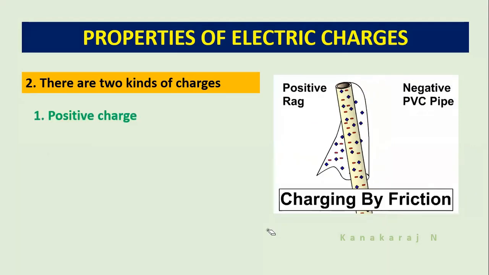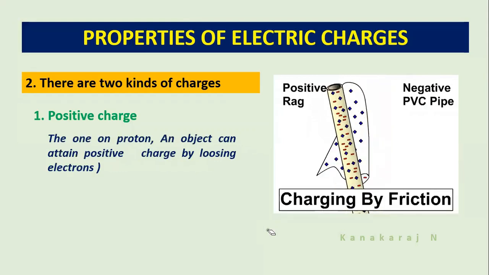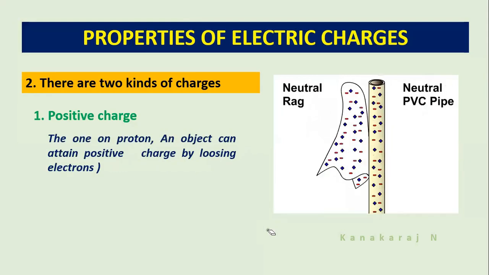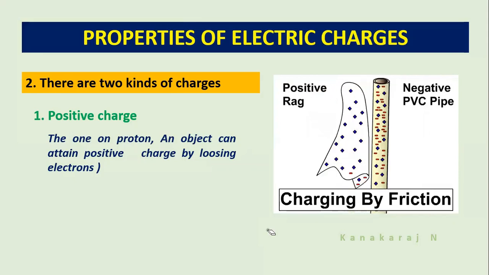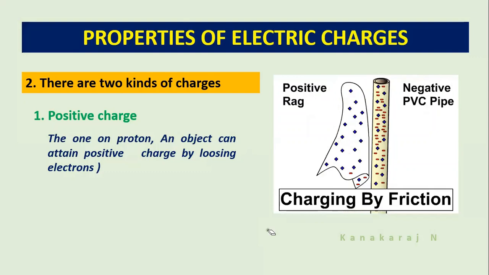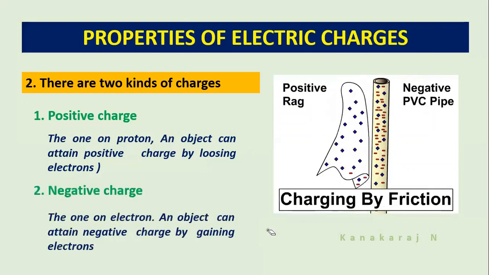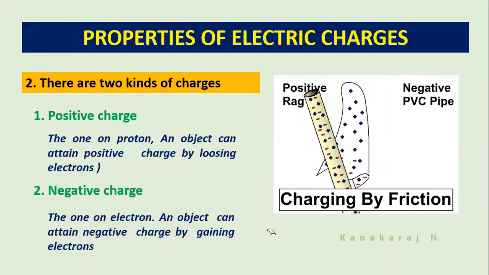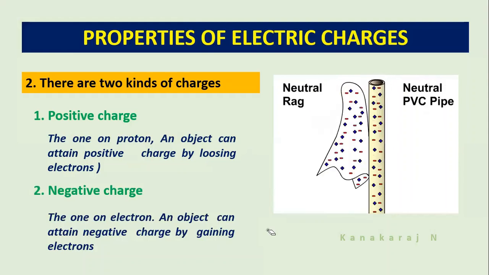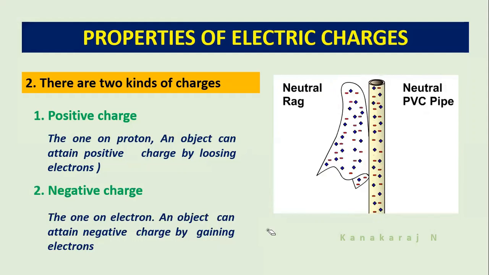So, positive charge. An object can attain positive charge by losing electrons. The positive charge is associated with the proton, but an object is positive because it lost electrons. Negative charge: this negative charge is associated with the electron, and an object becomes negatively charged by gaining electrons. Right. Let us go further.